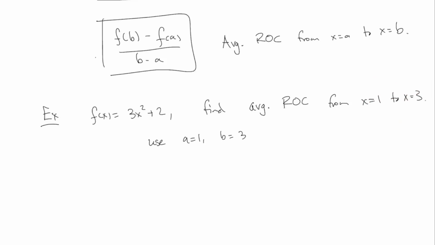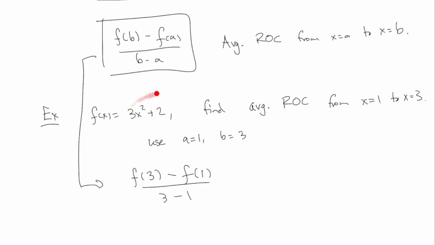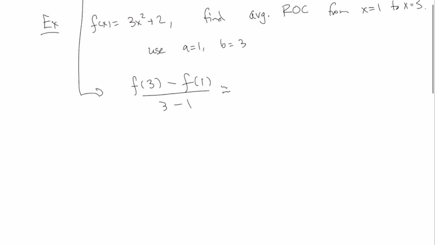And so the average rate of change formula looks like f(b), which is f(3), minus f(a), which is f(1), divided by 3 minus 1. That's just plugging in the a's and the b's where they go. And then what does f(3) mean? It means you go to this function and you plug in 3 to this function. So f(3) means you do 3 times 3 squared plus 2, right? This right here is f(3).